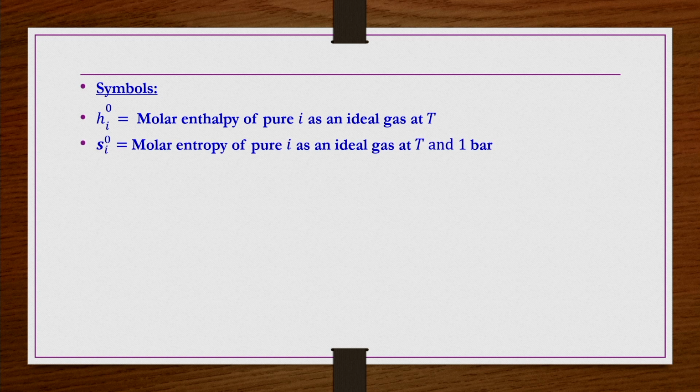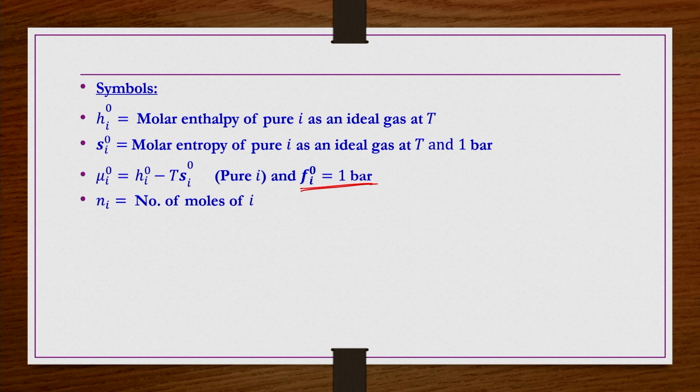So, some of the symbols that we may be using in this and the coming lectures: hi naught is nothing but the molar enthalpy of pure i as an ideal gas, but at temperature T. si naught is the molar entropy of pure i as an ideal gas at temperature T and 1 bar pressure, and then mu i naught is nothing but hi naught minus T si naught. i is pure i, and then fi naught we are taking at 1 bar as a kind of reference with respect to the ideal gas behavior.